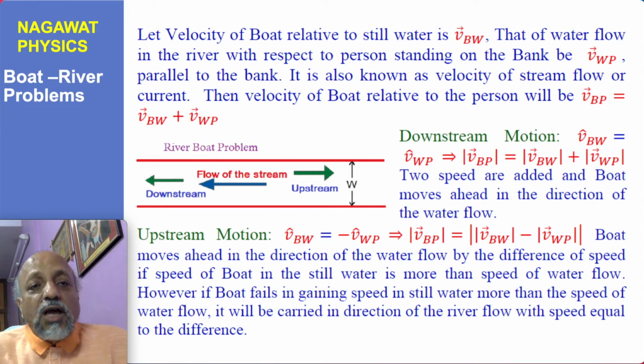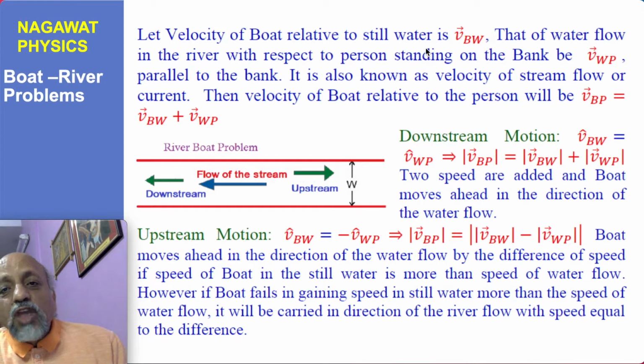Now let us consider a few applications of relative motion. One is the boat-river problems. Let the velocity of the boat relative to still water, that is, if water is not flowing, be the velocity with which the boatman can row the boat, which I am denoting by v vector bw, so boat to water. So the velocity of the boat with respect to the water would be denoted by vbw, boat with respect to water. And that of the water flow in the river with respect to the person standing on the ground, let me denote by vwp.